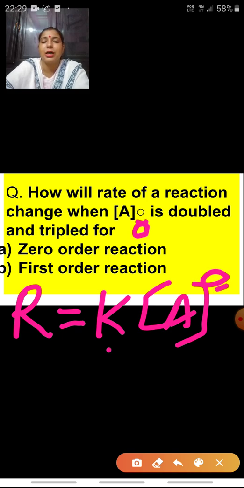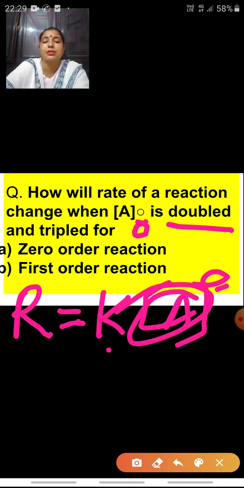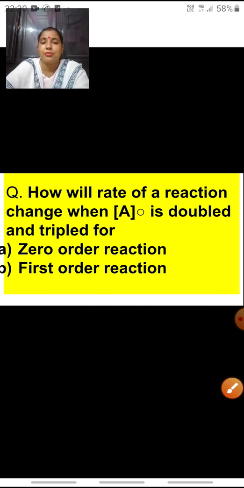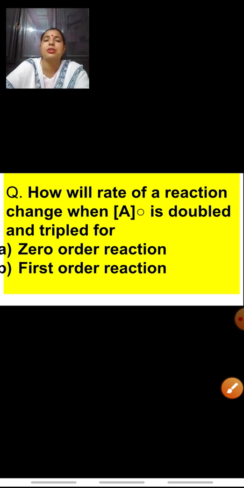And if we are doubling the concentration of A, will there be any effect? No, no effect. For a zero order reaction, whether we triple the concentration, double the concentration, or halve the concentration, there is no effect of concentration on the rate of reaction. So for zero order, there is no effect.